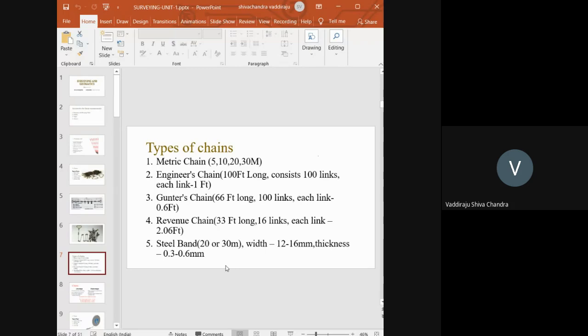Gunter's chain is 66 feet long with 100 links. Each link is 0.66 feet. Revenue chain is 33 feet long with 16 links. Each link is 2.06 feet. Steel band, 20 or 30 meters.